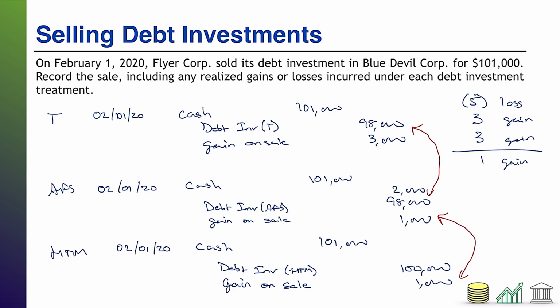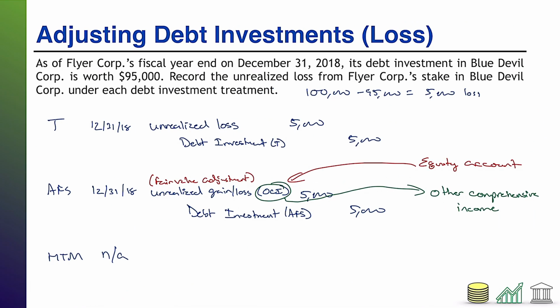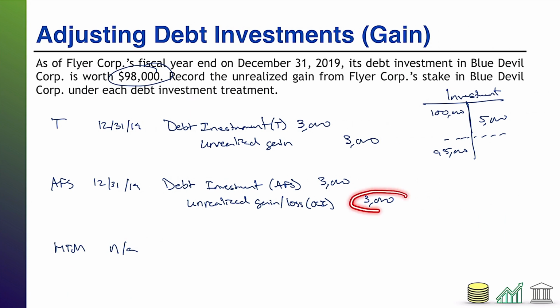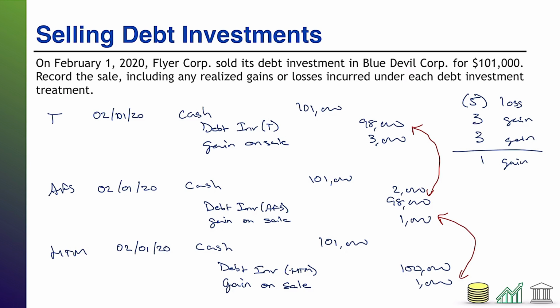And here's where you got to keep in mind what we've done special about AFS. Remember, we did adjust it every time its value changed. But instead of hitting the income statement, we made an adjustment to equity, this fair value adjustment account, or as I call it, the unrealized gain loss OCI account. It went up by 5. Then it went down by 3. Or I should say it went down by 5 and up by 3 if I'm talking realistically, because it was loss then gain.